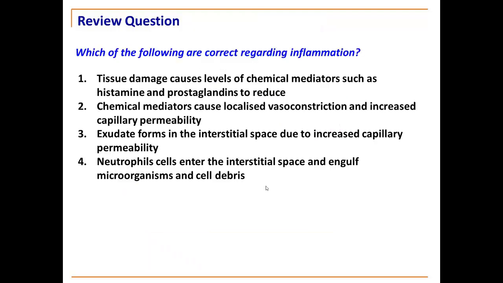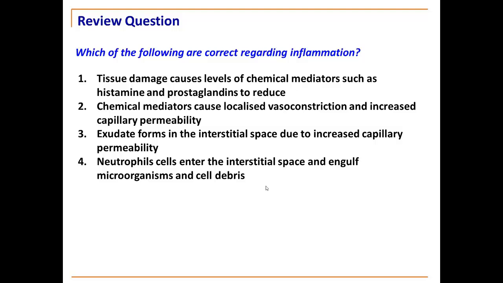So review questions, have a look at these and press pause and have a think about each answer. Which of the following are correct regarding inflammation? Number 1, tissue damage causes levels of chemical mediators such as histamine and prostaglandins to reduce. That's incorrect, of course. The damage to the cells increases the levels of these chemical mediators.